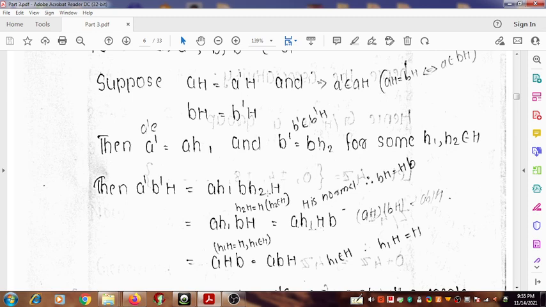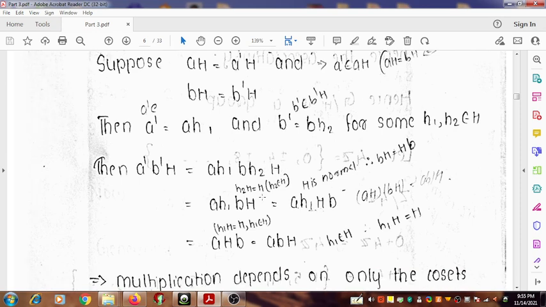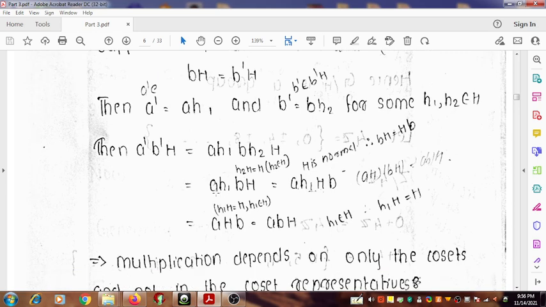Because H2 is an element of H, this H2H is equal to H. If H2 is an element of H, then H2H will be H. Thus you can replace H2H by a single H, and then we get AH1 BH2 H equals AH1 BH, which is equal to AH1 then HB.